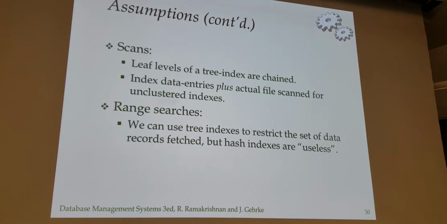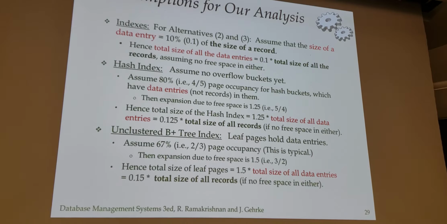So we'll come back. Quick question. Where it says if no free space in either, that's saying that there's no free space in the data entries and there's no free space in the records. Correct. It's 1.5 times the total size of all the data entries if there were no free space in the data entries, which is going to equal 0.15 times what the total size of the records would be if there were no free space in that. And so all our free space here is built into the like 80% occupancy. It's built into the inverse fractions that we're playing.